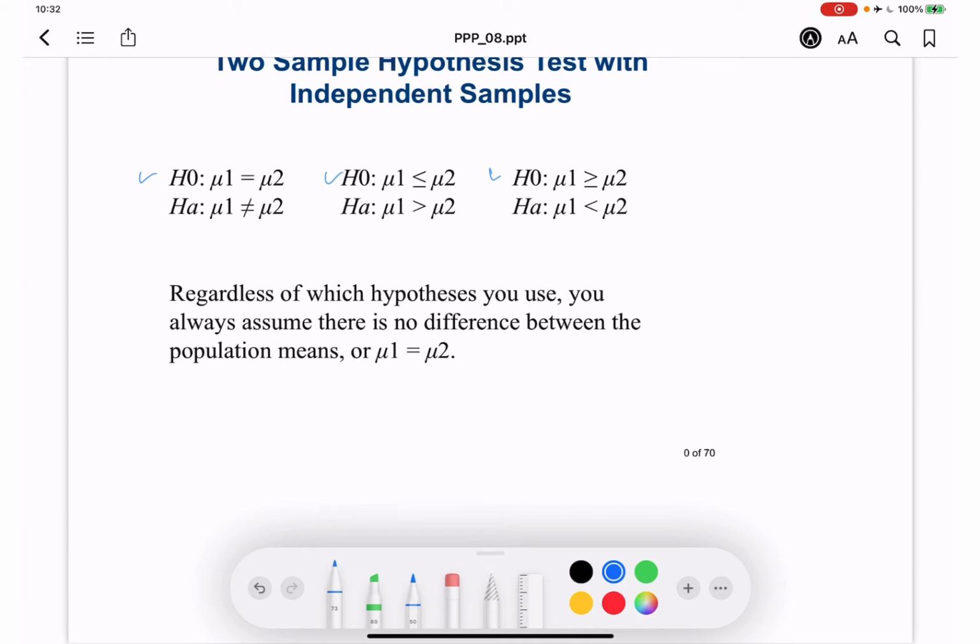So very important note here. Regardless of which hypothesis you use, you always assume there is no difference, just like in the case of one sample. We're testing the claim. We always start with the equal sign. We assume it is true, and we test the equal sign. The same way here, equal sign, but in this case, we accept that the means are equal. All right.